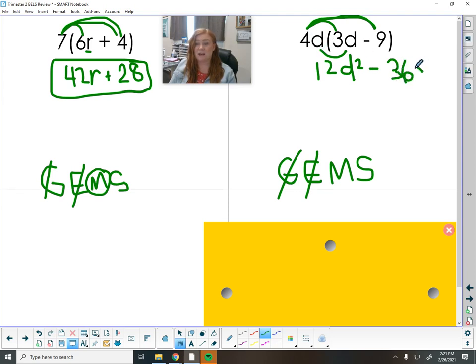With this D here, we can't combine these because this is a square. This is just a D. So remember when we do D times D, we have to give that variable a square here. So our answer is 12D squared minus 36D.